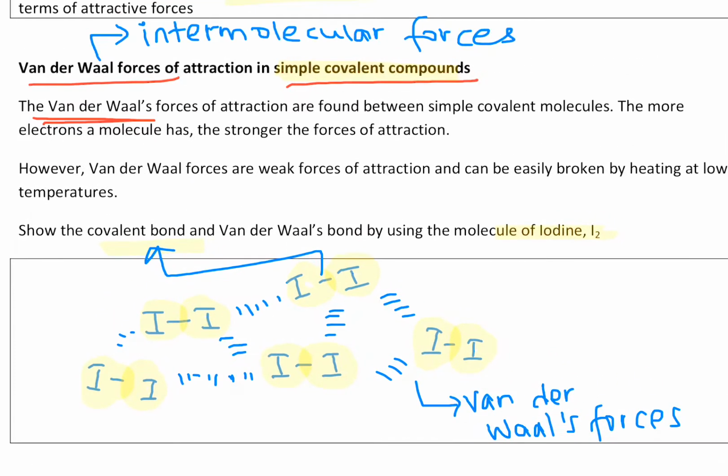Now, the van der Waals forces are due to the presence of electrons, and the more electrons are present, the stronger the van der Waals forces will be.